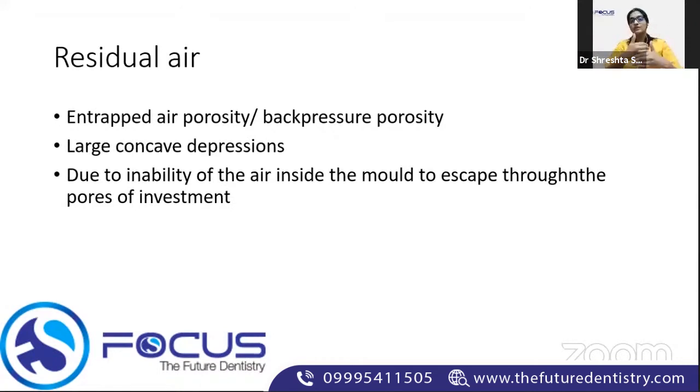Now coming to the next one, which is residual air entrapment. Now this is entrapped air porosity. It's also called back pressure porosity. They are formed as large concave depressions on the inside of the casting. This is due to the inability of the air trapped inside the mold to escape through the pores of the investment. Why does this usually happen? Because of the wrong powder liquid ratio. If your mix is too thick, you don't have proper space through which the air can escape. That is what causes your residual air entrapment.